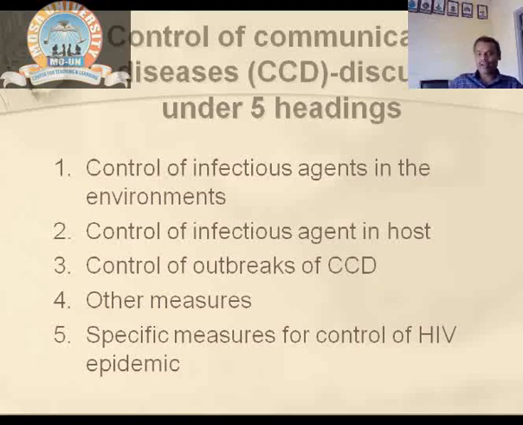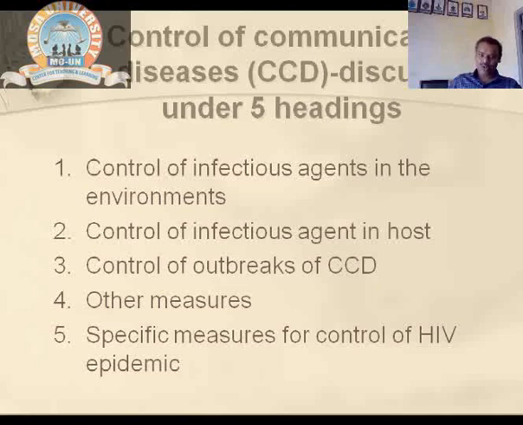Then the second one, the control of the infectious agent in the host itself. You are trying to keep the infectious agents within the host. For example, if an outbreak happens, the infected person is supposed to be kept in a quarantine place. So you are quarantining someone who is infected with a particular disease. You are not allowing the infectious agents to move from the host to another transmitter. The infectious agents are not allowed to go outside the host.